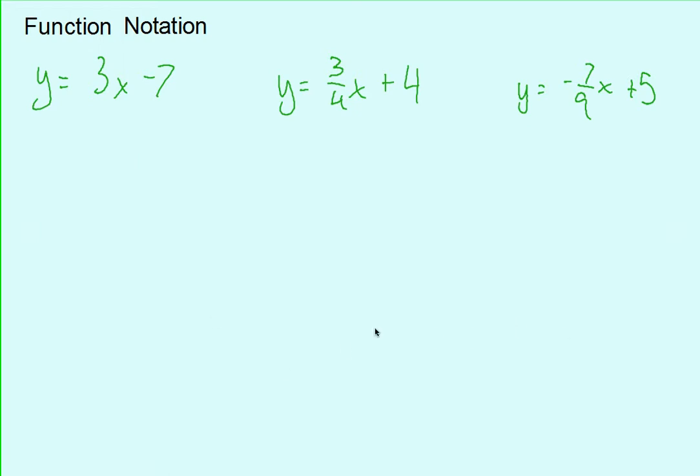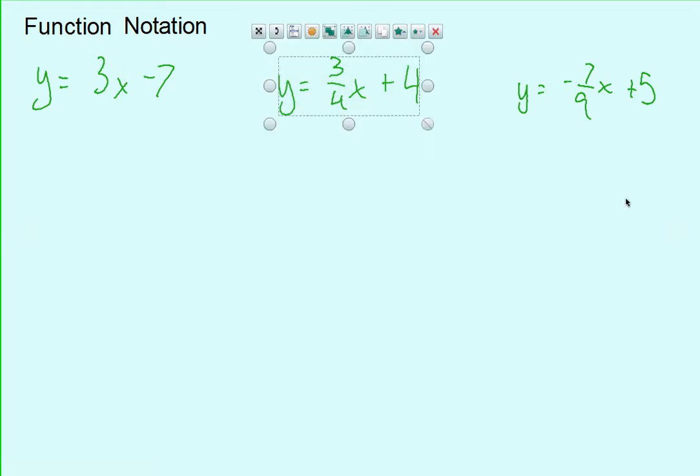So look at these three functions, and we're going to want to talk about them and use them, and eventually we're going to want to combine them together and that kind of thing. And it becomes difficult to talk about them because if I say, look at that function over there, there's three of them, how do I distinguish one from the other? So that's one of the main things that function notation is going to do. So how would I distinguish them from one another?